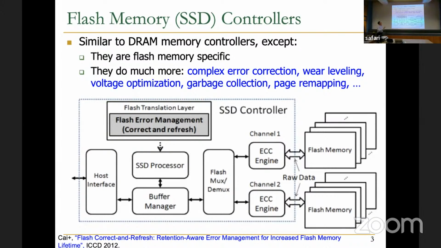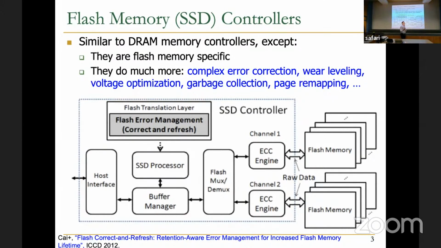They do other things like voltage optimization, garbage collection, page remapping. I'm not going to talk about those, but maybe we'll have a flash memory lecture. I will mention that also later on. So to do wear leveling, for example, you need to do page remapping, right? If you want to do wear leveling, that means that you do not want to write to a physical page more than you write to some other physical page, which means that you need to redirect the writes somewhere else so that you basically equalize the number of writes that are happening to different pages.